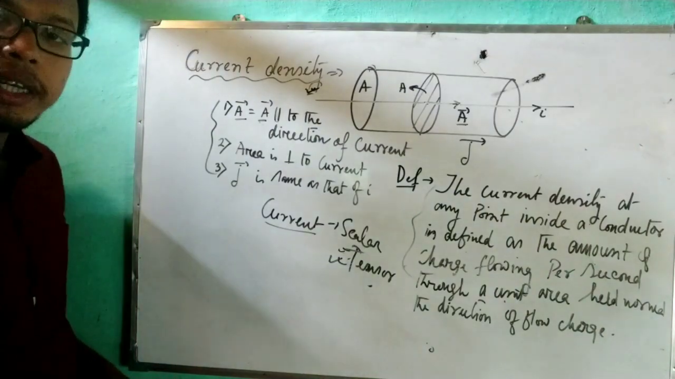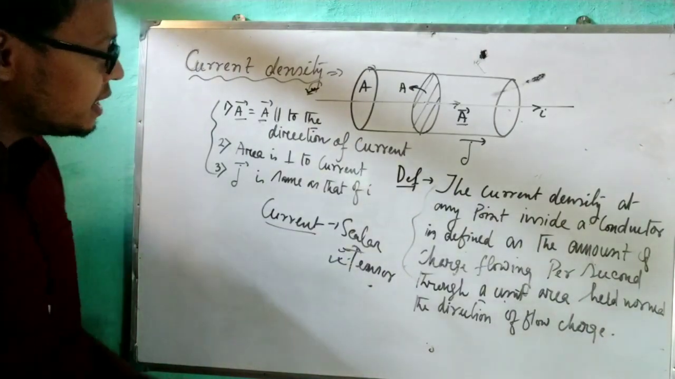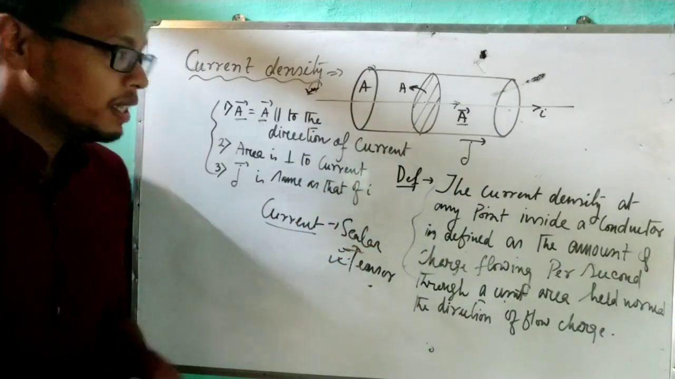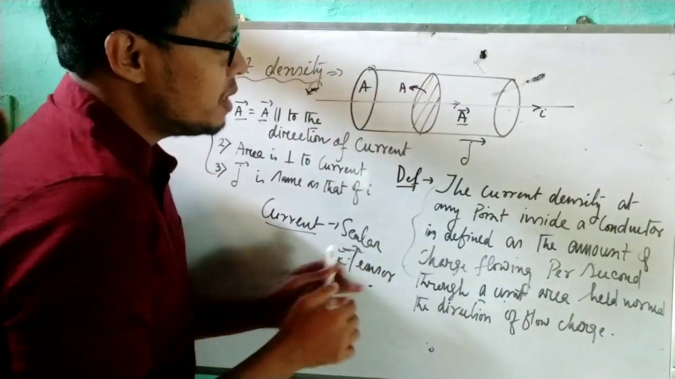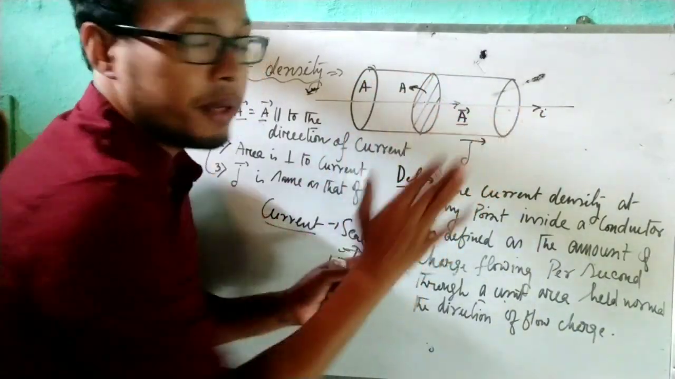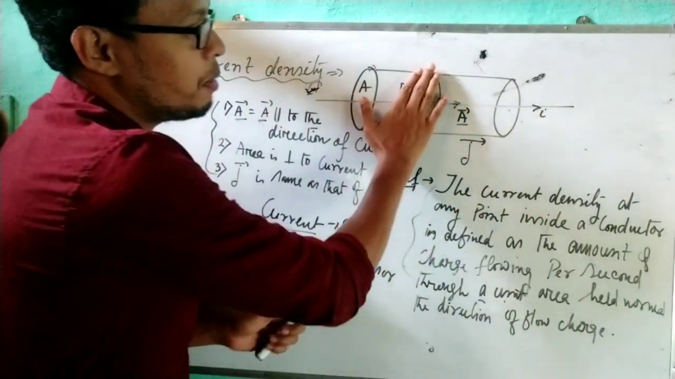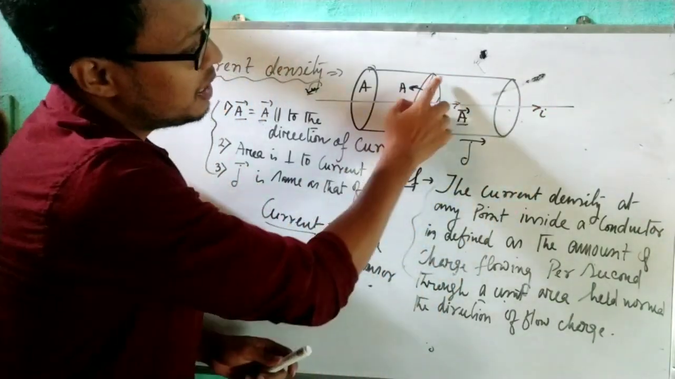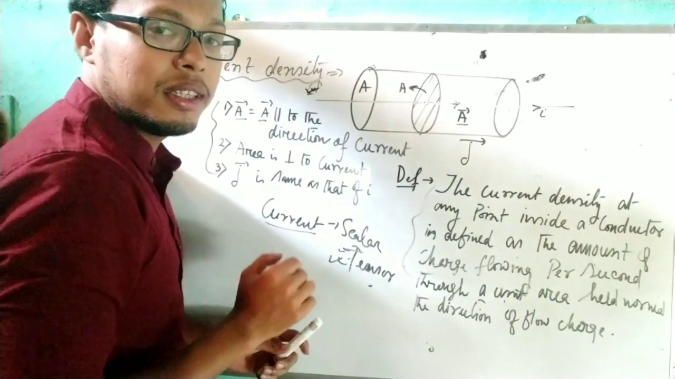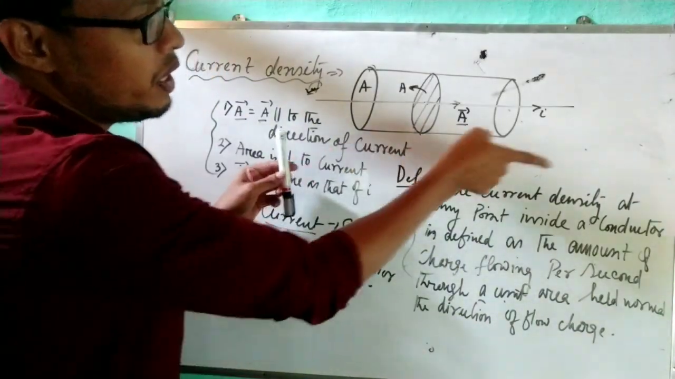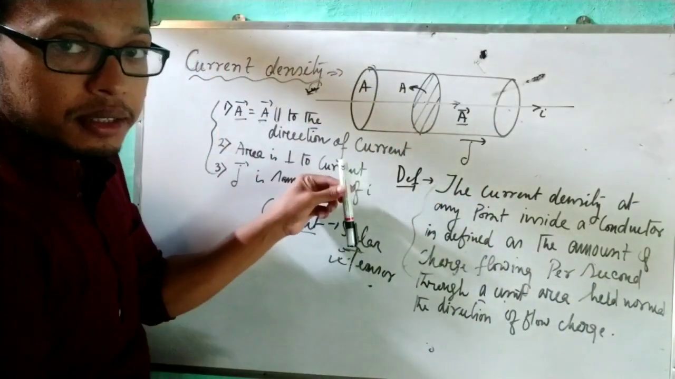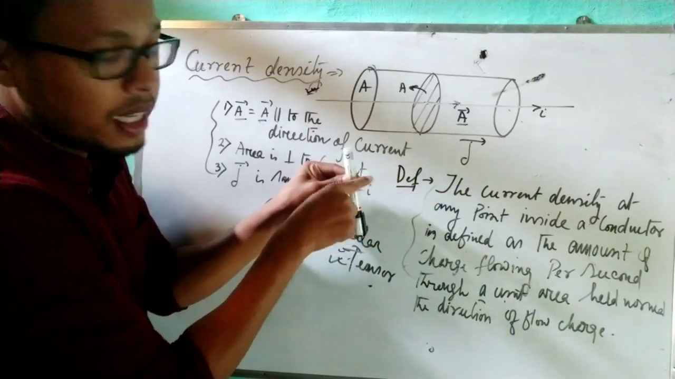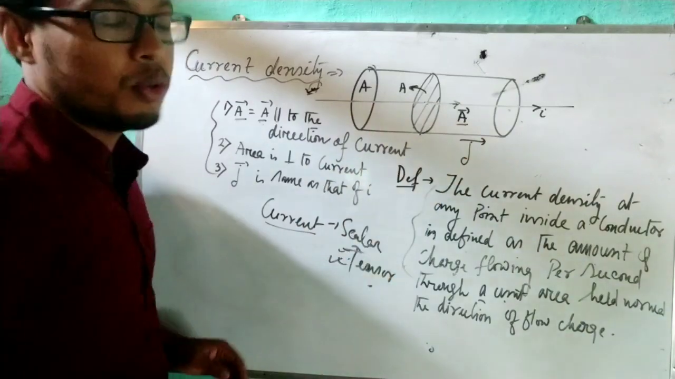Now what is the second case? In the second case, the area is perpendicular to the current. What is the meaning? It means only the surface is perpendicular to the current. This is the surface, not the area vector. See here, this surface is perpendicular to the current. Suppose this is the surface like this, and this is the direction of current. This angle is 90 degree, so the surface is perpendicular to the current.